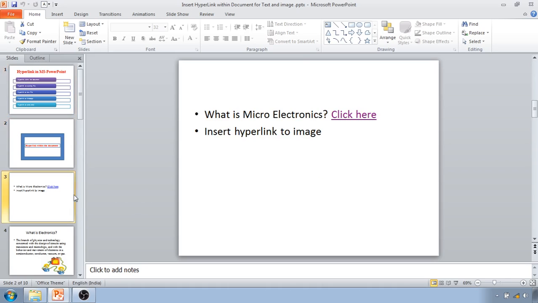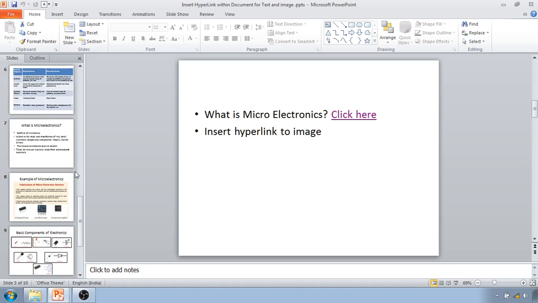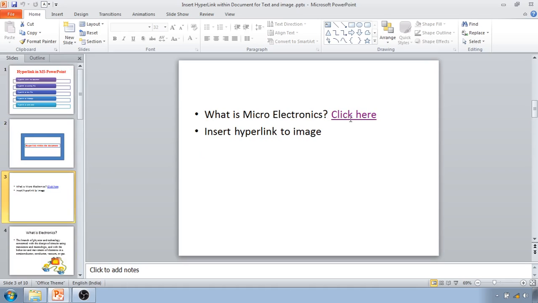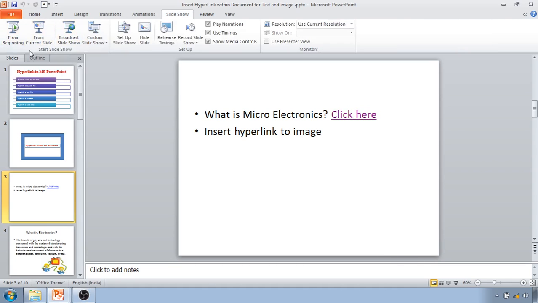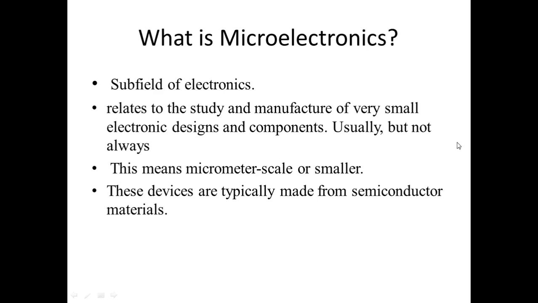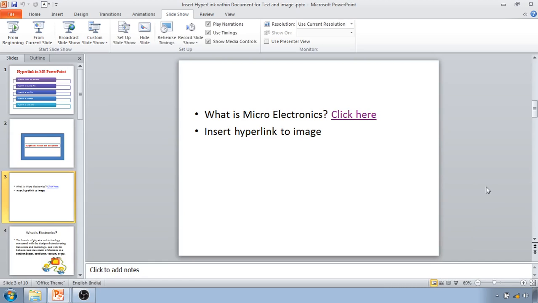First, one hyperlink I have already created over here. If I want to jump to this slide, that is, what is microelectronics, this slide is which slide I have? The 7th slide. That means from the 3rd slide to the 7th slide I have to jump. Then I have to click on the slideshow view, from the current slide, and you can see whenever I move the cursor onto click here, it is going to jump to that page. So in this way you can jump and you can come out of the slideshow.